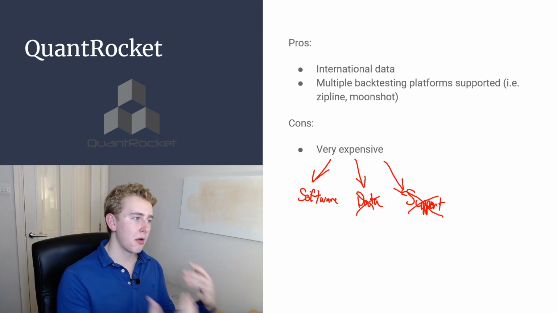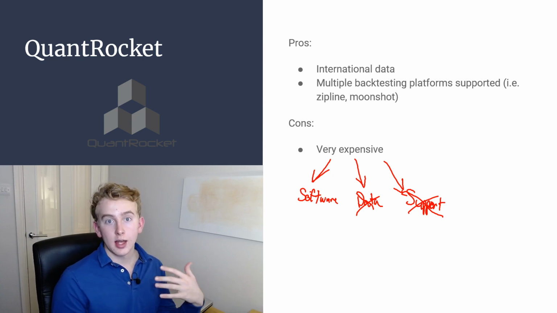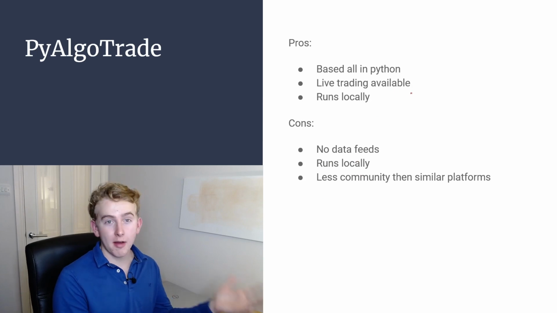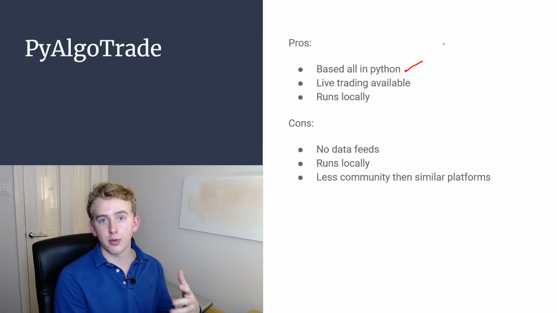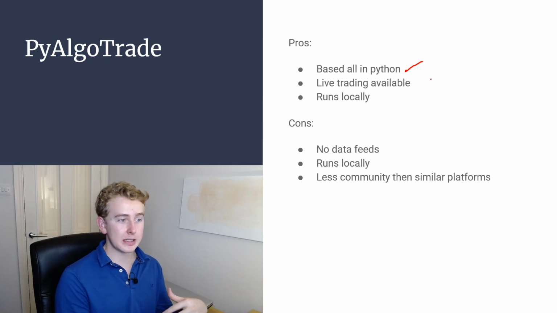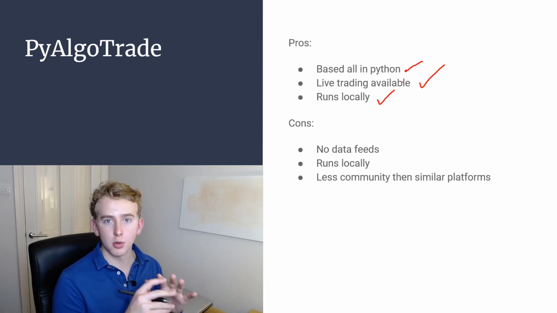We don't want to be spending most of our time developing the infrastructure when we could be researching different alpha factors. And so to finish off, we have a very similar one to Backtrader. It's based all in Python, so that's nice. It's great to debug. It can live trade and it runs locally, so you can take advantage of your own systems, take more responsibility.